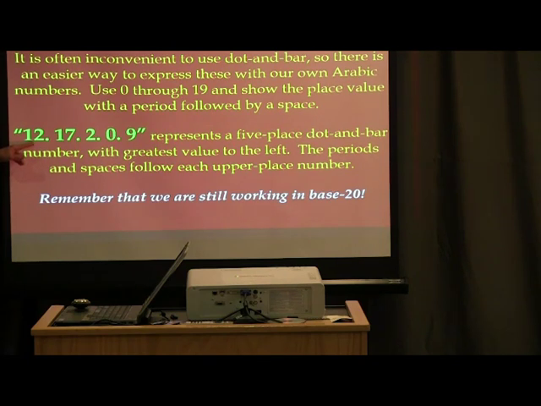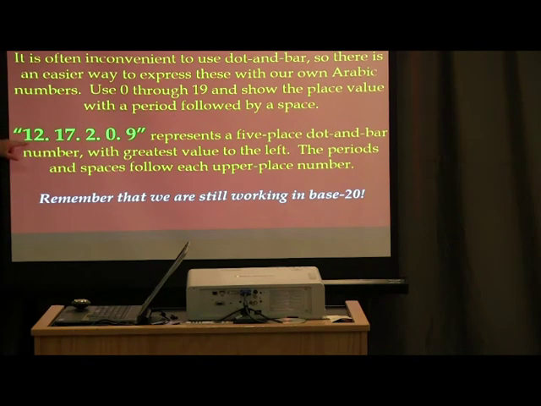And we also leave a period, so this is not a Star Trek star date, by the way. And the other convention is to leave a space right after the period. And that's kind of convention, so we don't mistake it for something else. And so this represents a 5-place dot and bar.